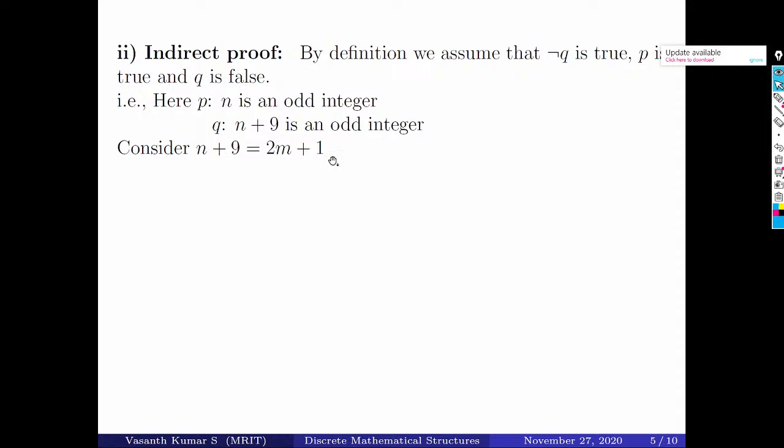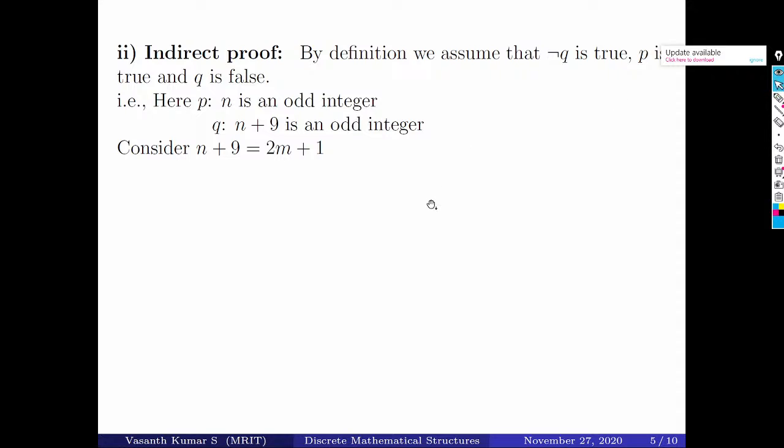So now consider n plus 9. n plus 9 is nothing but 2m plus 1. Since n plus 9 is an odd integer, odd numbers can be written in the form 2m plus 1. In general, we can write any odd number as 2n plus 1. So that is what I have written there.